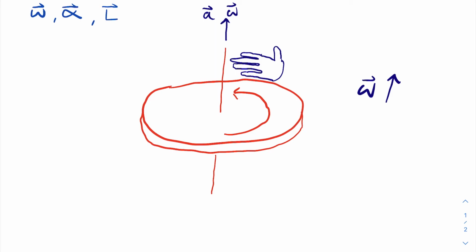I mentioned that angular momentum is also a vector, and if we think back to its formula, this one should be easy to figure out. Angular momentum is equal to the moment of inertia multiplied by the angular velocity. Because angular velocity is a vector quantity and moment of inertia is not, the angular momentum vector will point in the same direction as the angular velocity vector.